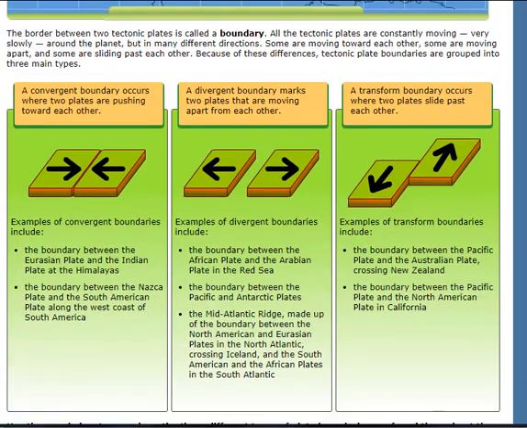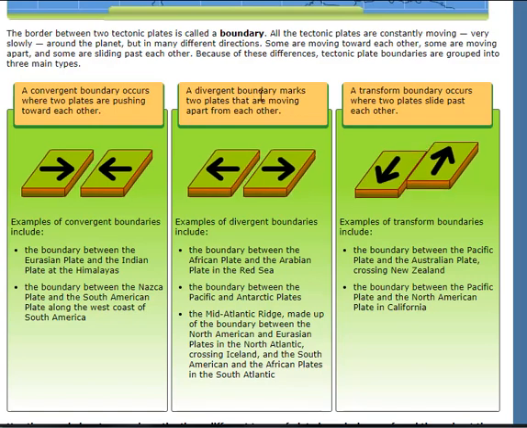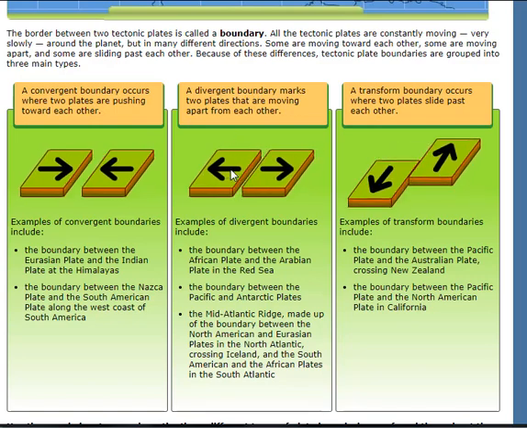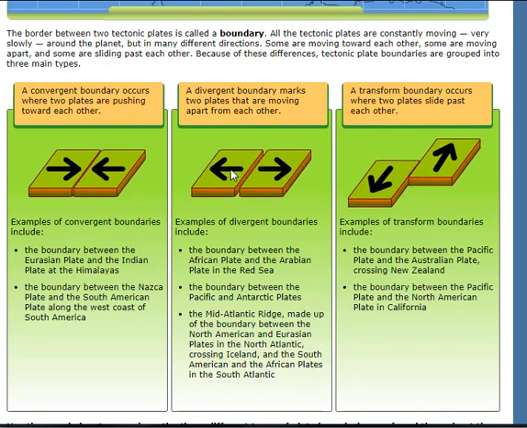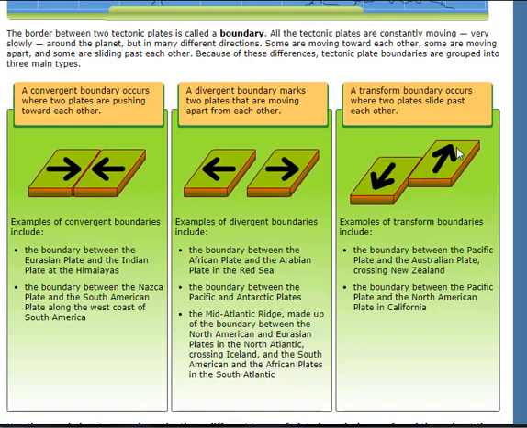There are three types of plate boundaries. They are the convergent boundary. In a convergent boundary, the two plates are converging. That means that they're moving towards each other. There's a divergent boundary. And divergent, if you watch the movie Divergent, it means that things are separating. We have two plates moving away from each other. And finally, we have a transform plate boundary, where two plates are sliding past each other.